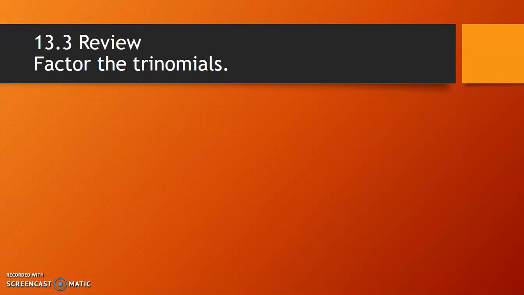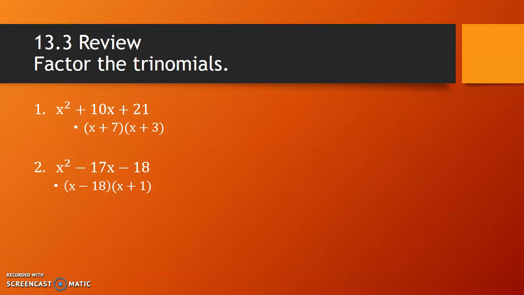From section 3, factoring the trinomials, we'll just start with these really easy ones where we had to find two numbers that multiply to the last and add to the middle. So you need two numbers that multiply to 21, add to 10. That would be 7 and 3. So x plus 7, x plus 3. For this one, you need two numbers that multiply to negative 18, add to negative 17. So you're going to get negative 18 and positive 1. And for this one, you need two numbers that multiply to negative 30, add to 1. So you get x plus 6, x minus 5.